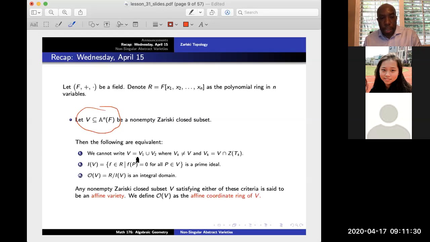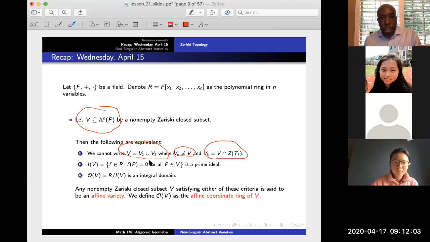First, I cannot write V as the union of two other sets, both of them being proper and both being closed. Remember, proper just means that V1 and V2 do not equal our set V. And closed just means that I want it to be the zero set of some other collection of polynomials. So that's the first statement: I cannot write V as the union of two proper closed subsets.